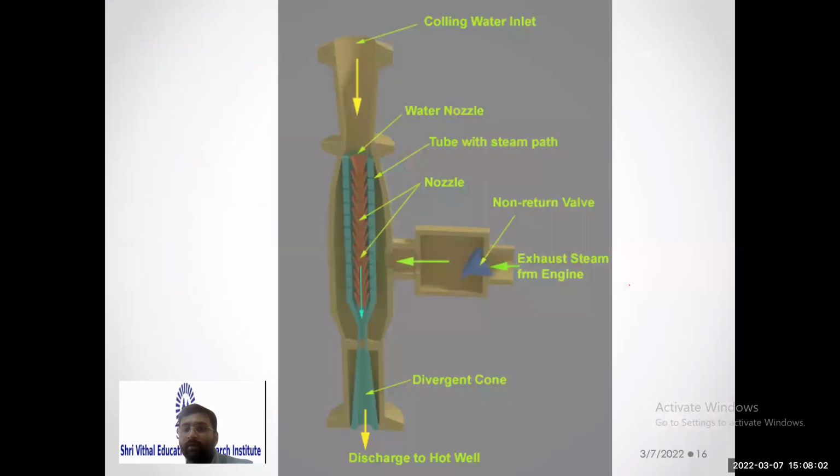Okay, this is the cross section. You can check here, steam comes from the lateral entry, water comes from the top. There is a structure which pushes both to the center. Then we get condensate water at the bottom.